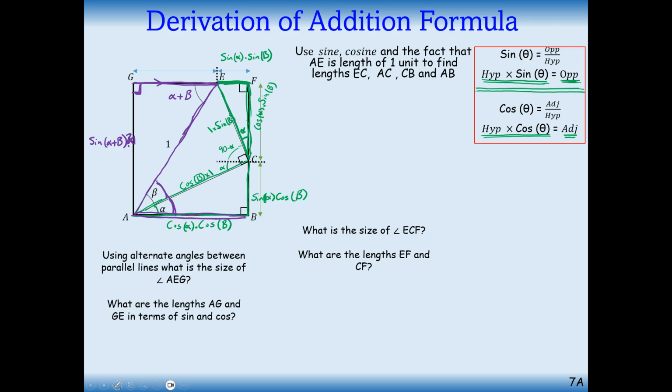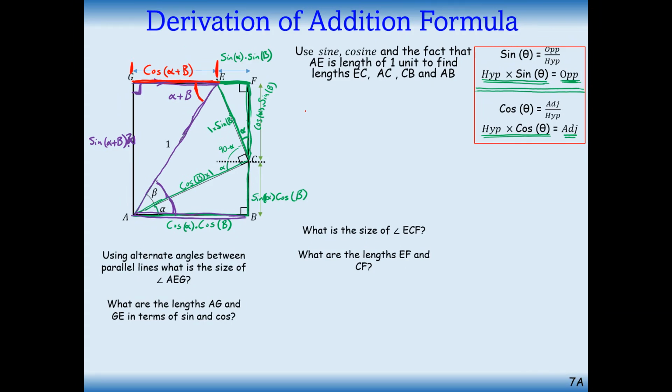And at the same time, call this length G to E. G to E is the adjacent side of the triangle AGE, adjacent to this angle here. Therefore, we can call it cos of alpha plus beta. And that multiplied by 1, the hypotenuse of the triangle, will leave it as it is. Okay, so now we have almost all the ingredients we need for the derivation of the formula.